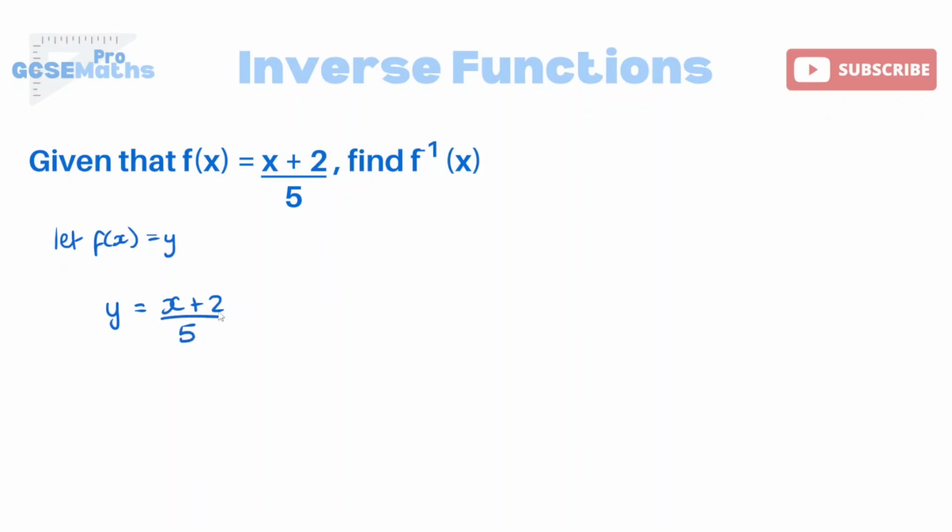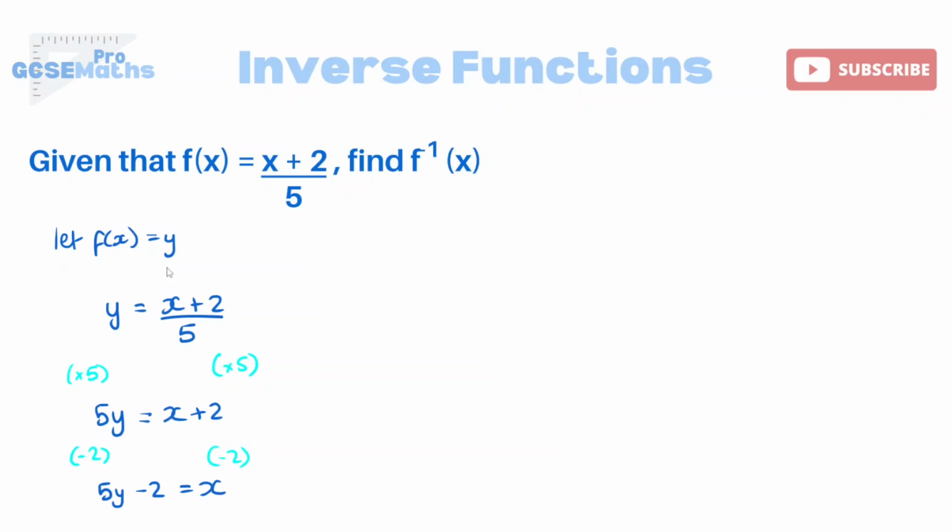Now I just need to change the subject to make x the subject. So I have to times by 5 on both sides to move the 5 across, isn't it? So I get 5y equals x plus 2. And then I just need to minus the 2 to get x on its own. And then I have 5y minus 2 equals x. So I've changed the subject.